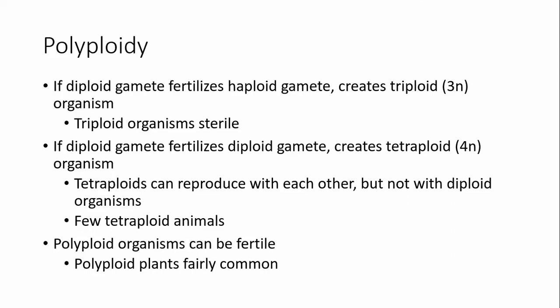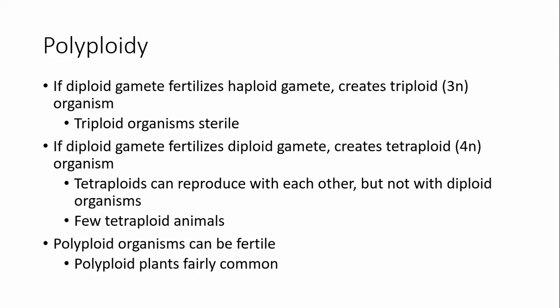You could have other circumstances where a diploid gamete fertilizes another diploid gamete. That would produce a tetraploid organism with 4 sets of chromosomes. These organisms are capable of reproducing, but only with other tetraploid organisms of the same species. They can't reproduce with a diploid organism because if they did, the tetraploids would make gametes with 2 sets of chromosomes. The diploids would make gametes with 1 set of chromosomes, and they would make triploid offspring. So nothing can happen there.